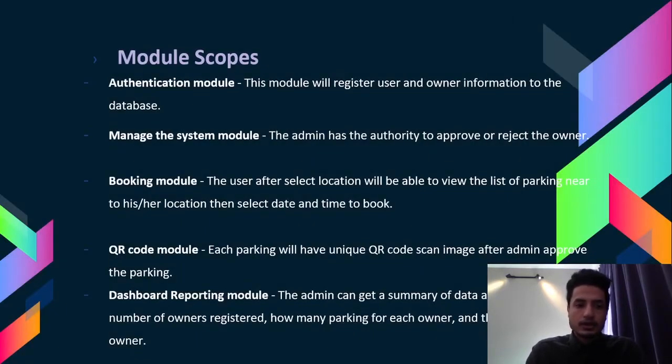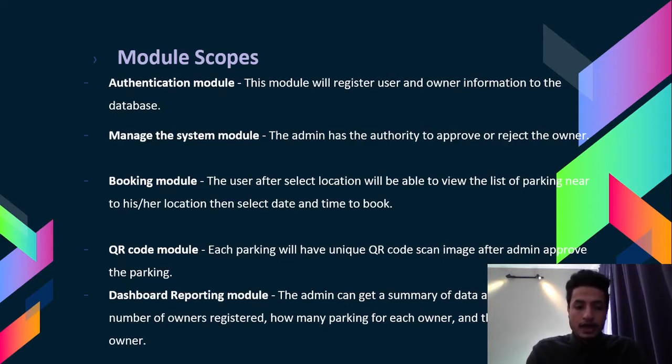Module scopes: first, the authentication module. This module will register user and owner information to the database. Second, the manage system module. The admin has the authority to approve or reject the owner. Third, the booking module. After selecting a location, the user will be able to view the list of parking near to his or her location, then select date and time to book. Fourth, the QR code module. Each parking will have a unique QR code scan image after the admin approves the parking.